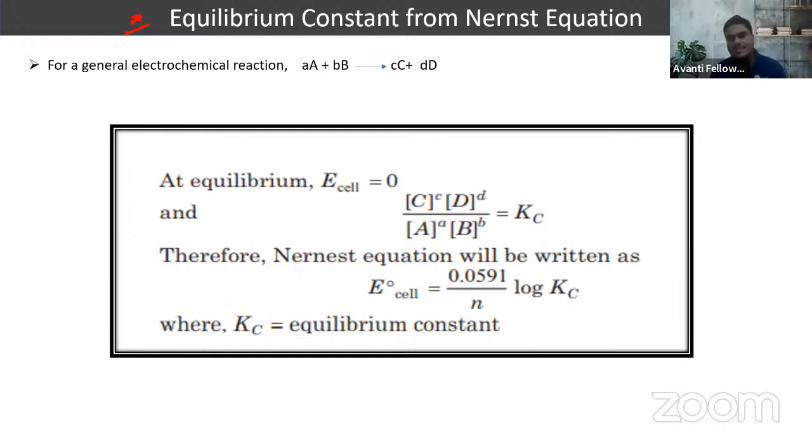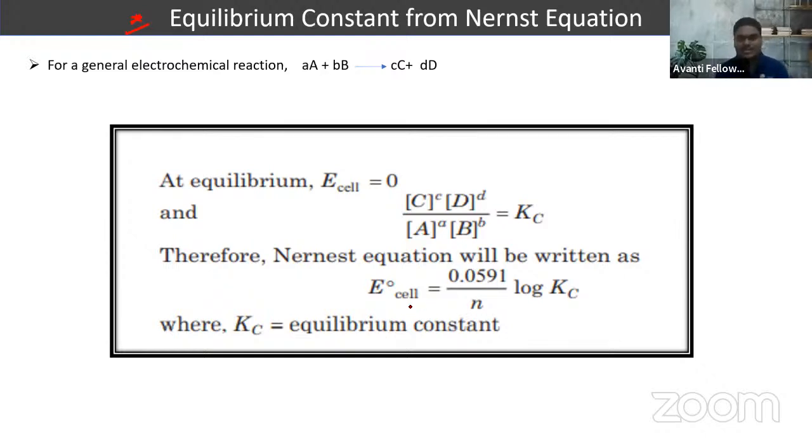And we know that Kc is the equilibrium constant. So we can write the expression for the equilibrium constant as the concentration of the products raised to the power of the stoichiometric coefficients, that is C raised to the power c, D raised to the power d, and similarly A raised to the power a and B raised to the power b. This is nothing but K.